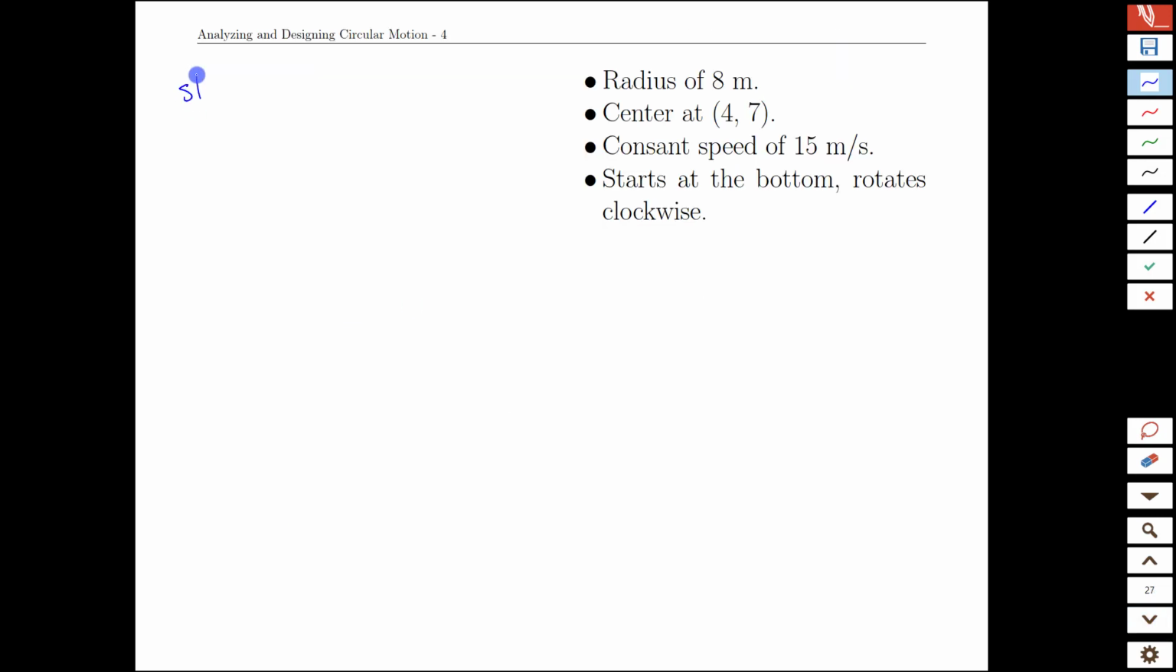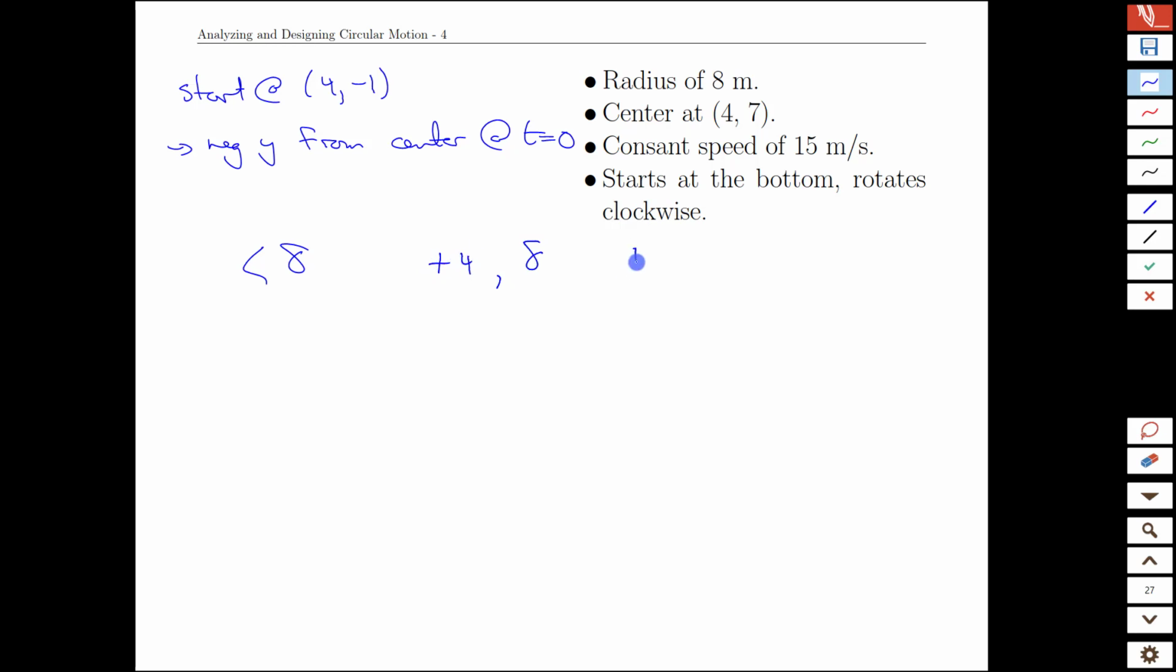So if we want the start at 4, -1, that means a negative y from the center at time 0. We would take all the same ingredients, the 8 and the 8, the plus 4, the plus 7, and the only thing we're going to change is we're going to make the y component the cosine. So we'll frame that in green here. But we don't want to add it. So we're going to subtract the 8 cosine. And on the other side, we're going to start with the sine of t and just see what happens.